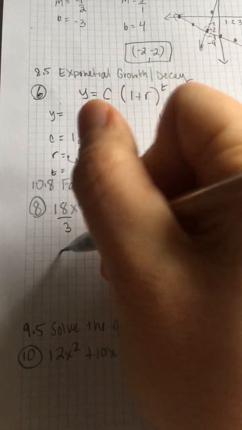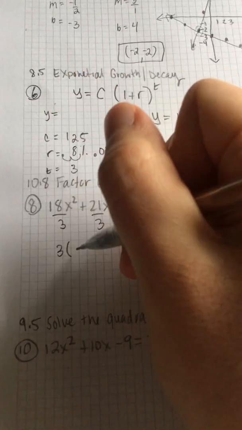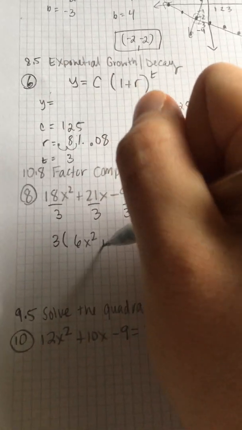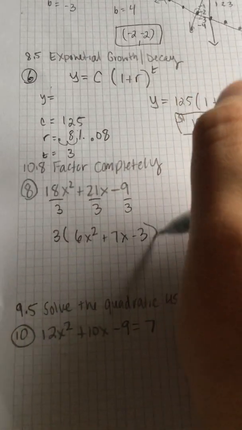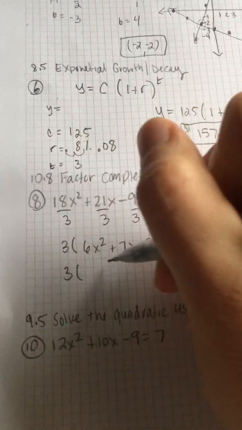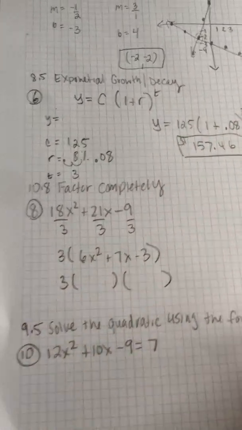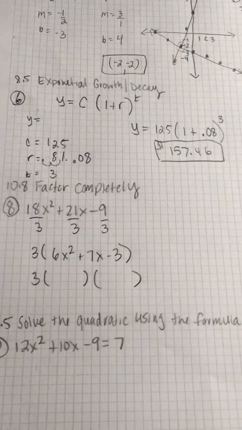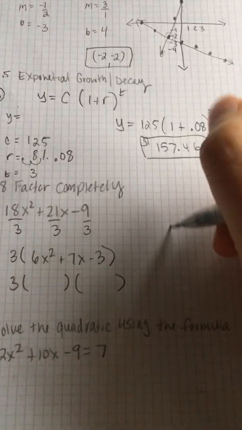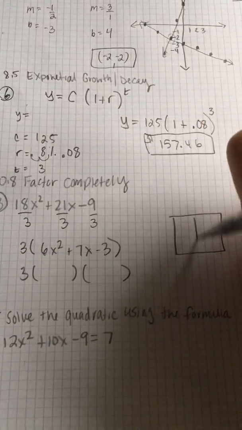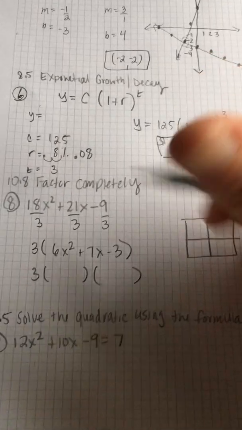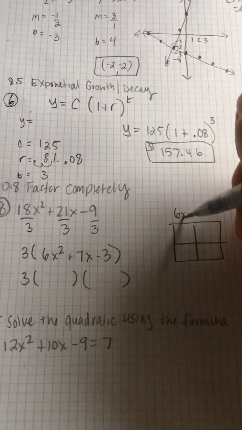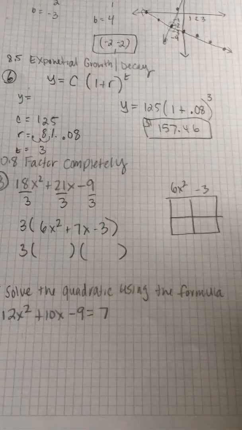So I'm dividing out that 3 first. When I do that, I get 6x squared plus 7x minus 3. Keeping the 3 outside, my next goal is to get a box to work for what I have in the quantity. 6x squared minus 3, setting up the box.